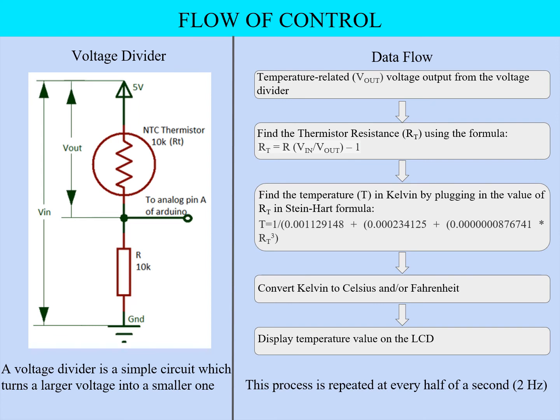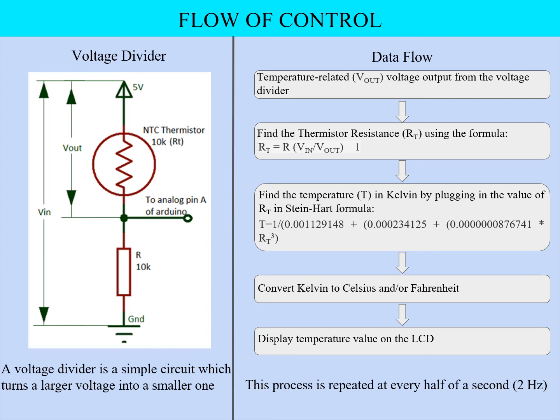Flow of control. A voltage divider is a simple circuit which turns a large voltage into a smaller one. By using just 2 resistors and an input voltage, we can create an output voltage that is a fraction of the input. Using a thermistor and a resistor, we created a temperature-related voltage divider. The Arduino will measure the voltage and translate the temperature.